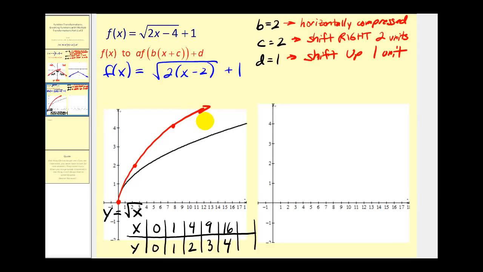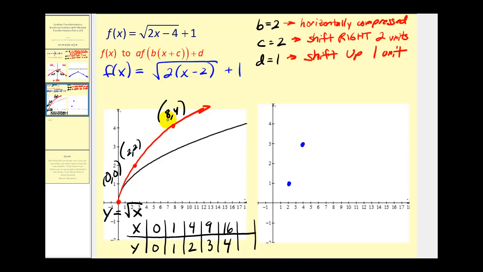Now we're going to go ahead and take these points and shift them right 2 units and up 1. Let's go ahead and label them. We have the origin, we have the point 2, 2, and we have the point 8, 4. So we'll add 2 to each x-coordinate and add 1 to each y-coordinate. So the origin will become 2, 1. Add 2 to the x-coordinate, that'd be 4. Add 1 to the y-coordinate, that'd be 3. So the point 4, 3.